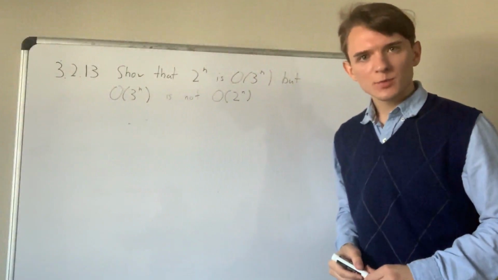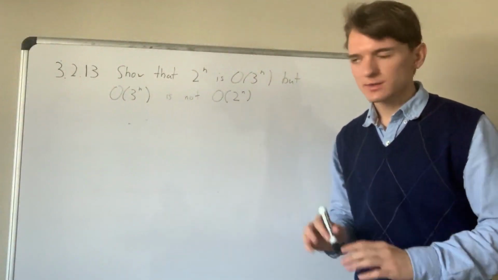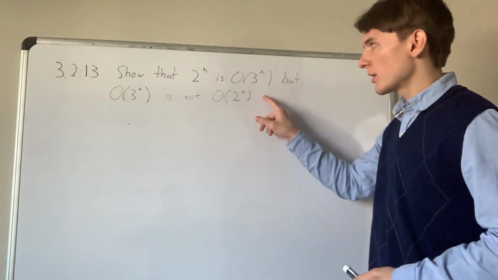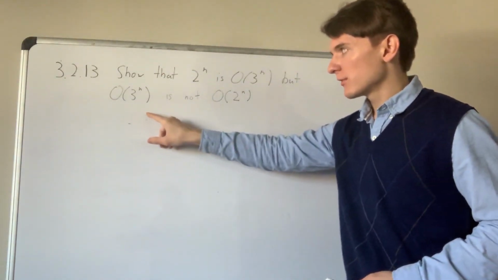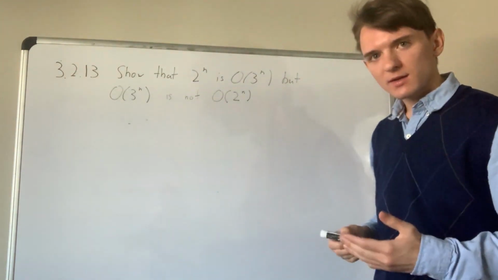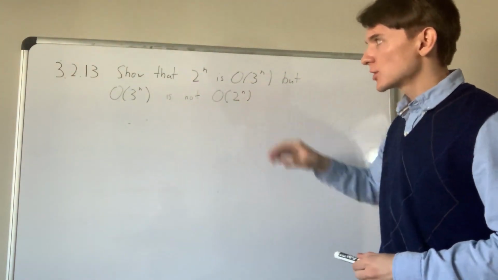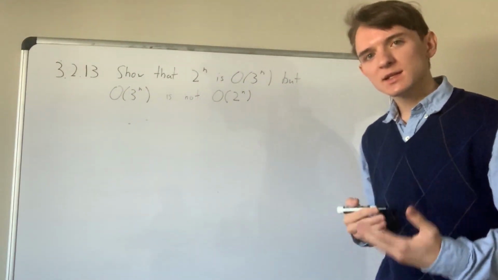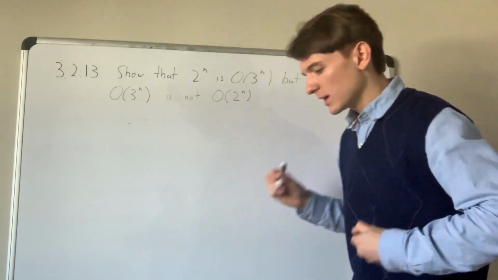Okay, so this first problem goes out to my 7 subscribers. Show that 2 to the power of n is big O 3 to the power of n, but 3 to the power of n is not big O 2 to the power of n. And I think we can begin with the first one. Show that 2 to the power of n is big O 3 to the power of n. And we can see that this holds true, right?